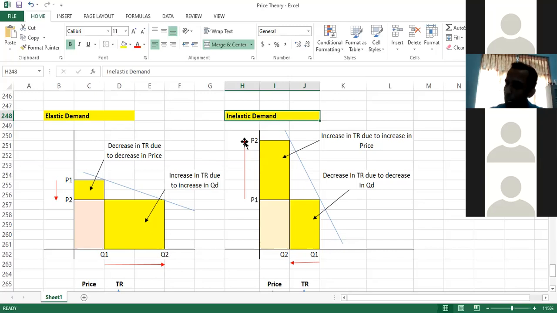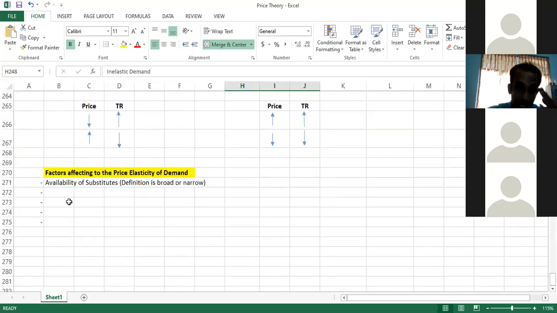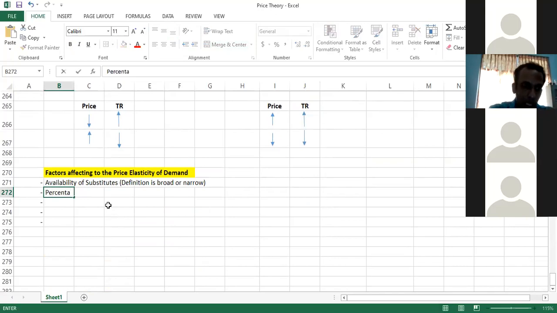That means if we are spending a very high percentage of our income to buy a particular product, then if the price increases, definitely we have to respond. Otherwise, we can't buy that product further. So that is another important factor: the percentage of consumer income spent for the product. That is another very important factor.